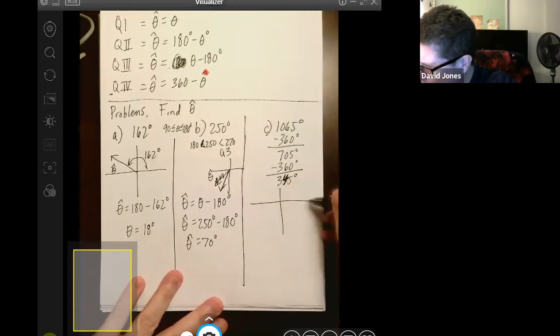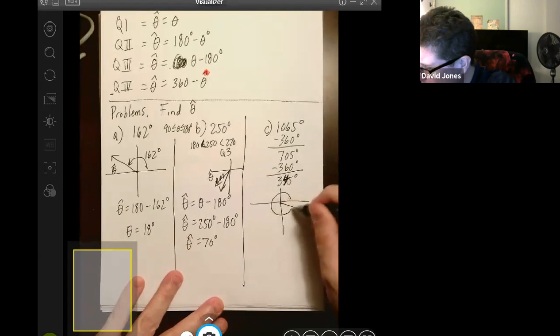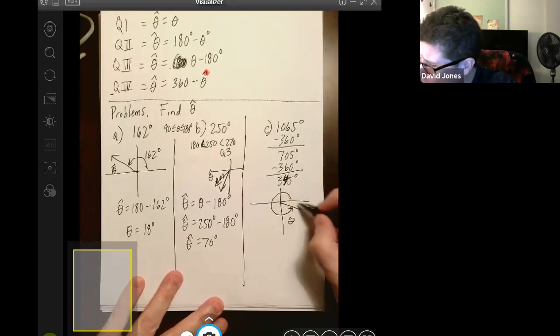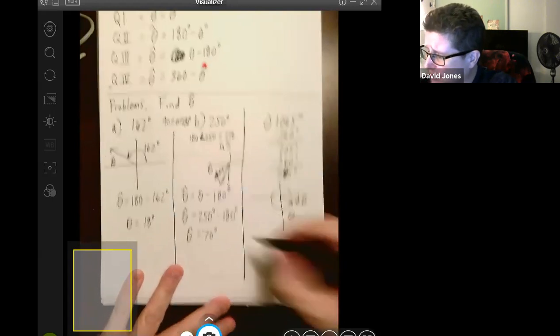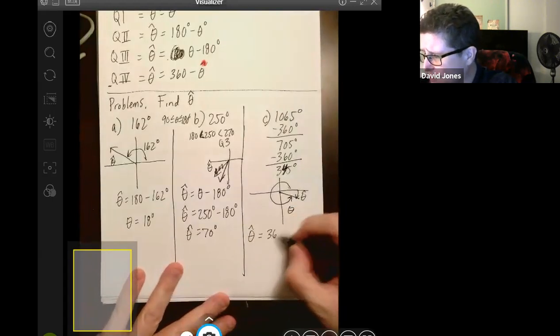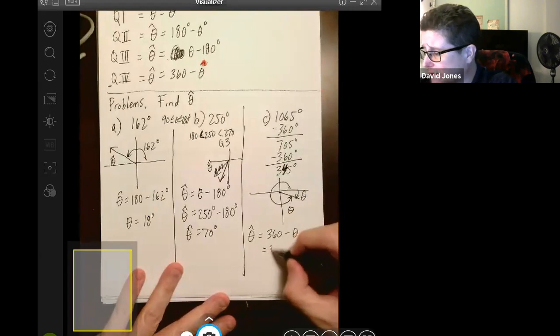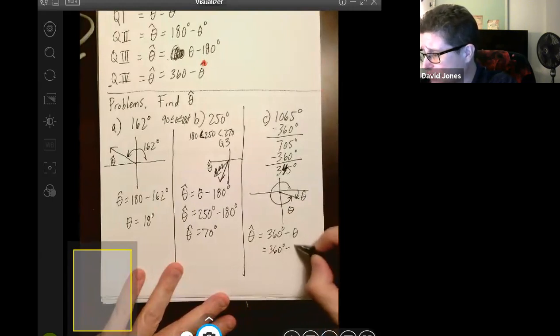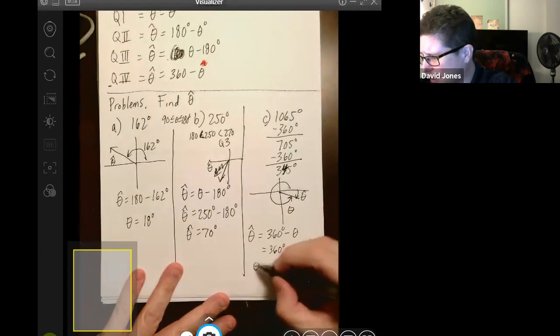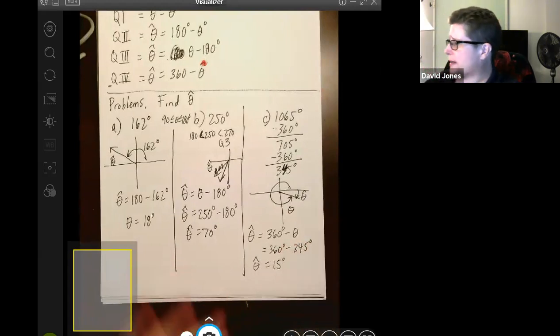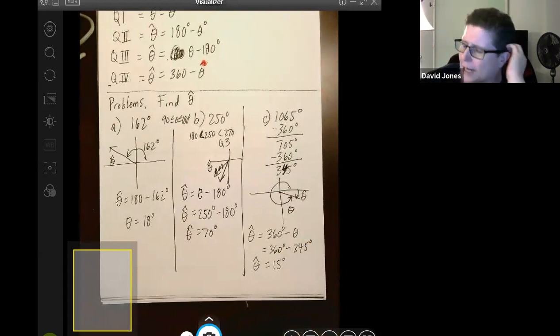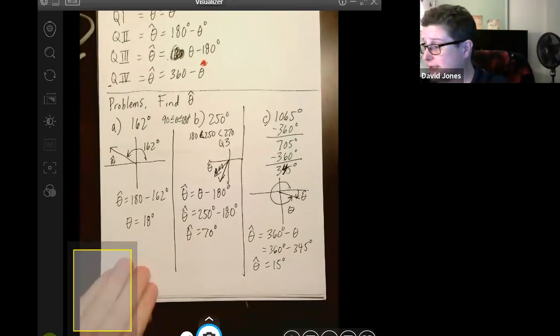That puts it in quadrant 4, which makes theta hat right there. Theta hat in quadrant 4 is 360 minus theta, minus 345. So theta hat is 15 degrees. Why do we care about doing any of that? I'll show you. It makes it really easy to find all of our sine, cosines, and tangents.